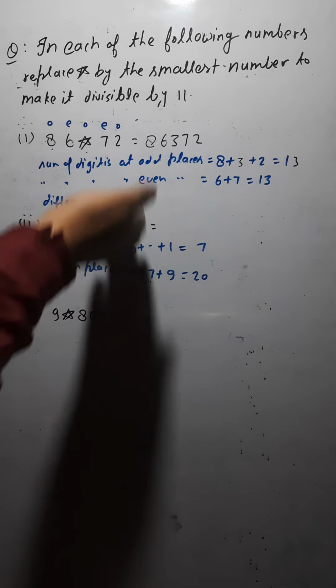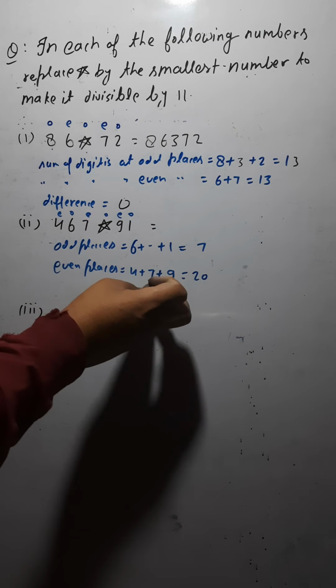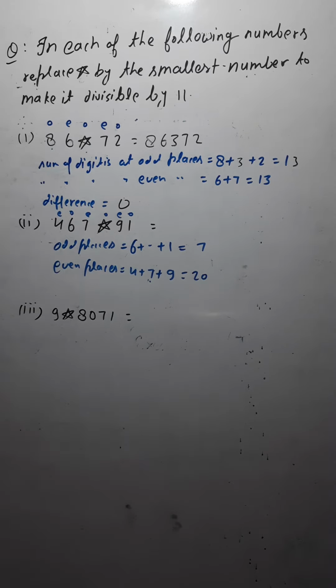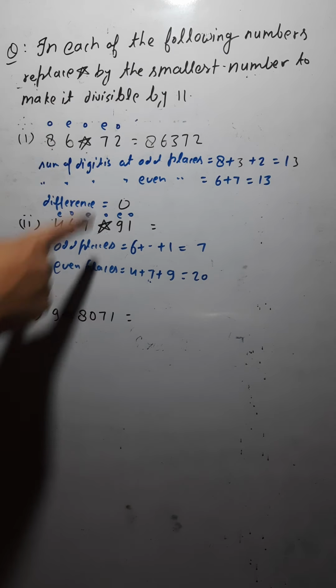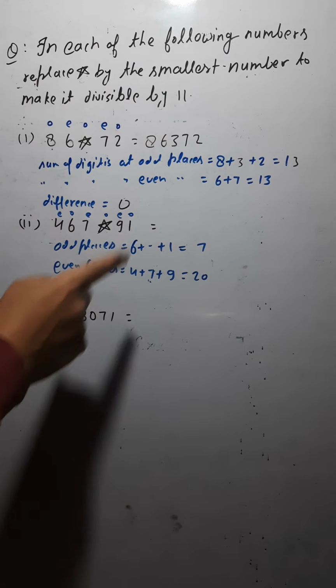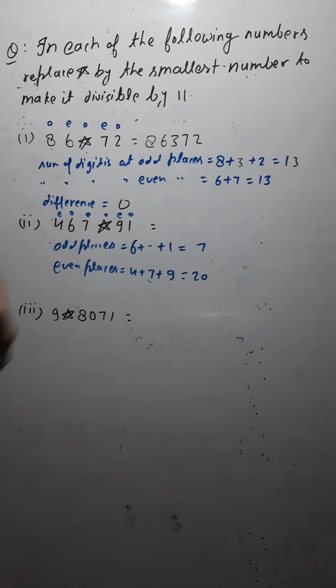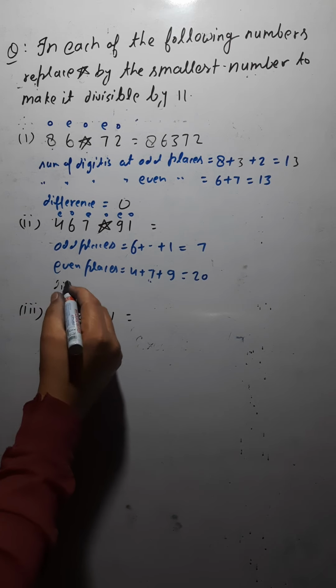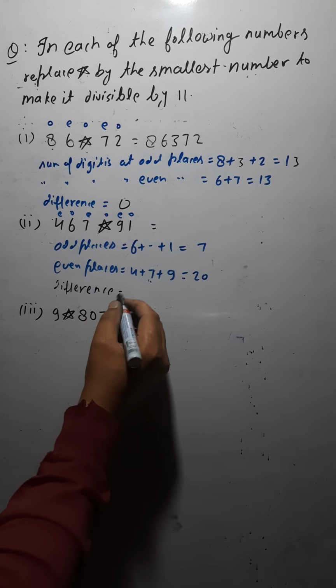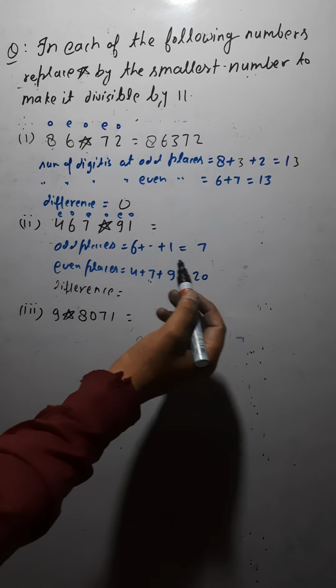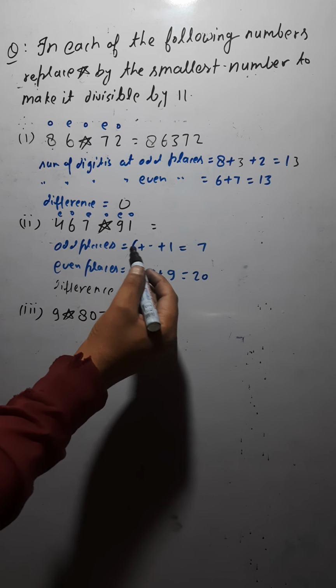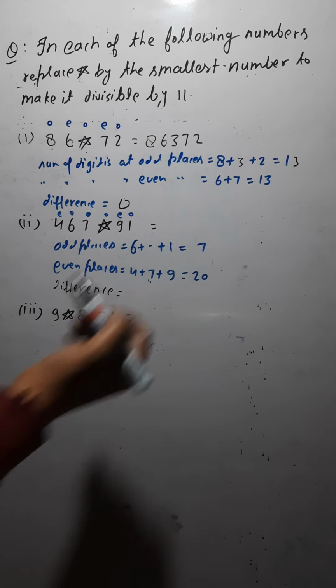If the difference is coming 0, it is okay. If the difference is coming 11 also, then it would also be divisible by 11, because the difference should be either 0 or a multiple of 11, meaning 11, 22, 33. Okay, I can make the difference 11. Look here how I can make the difference 11. Right now it is 6 plus 1, it is 7.